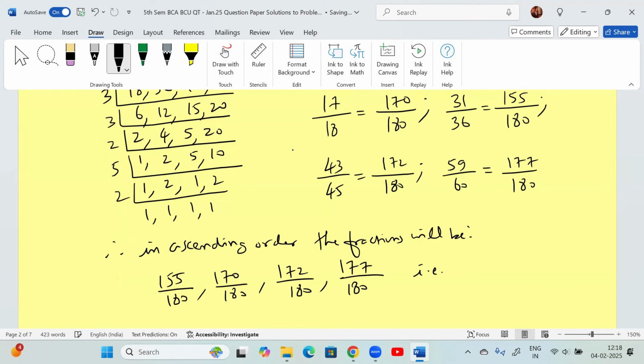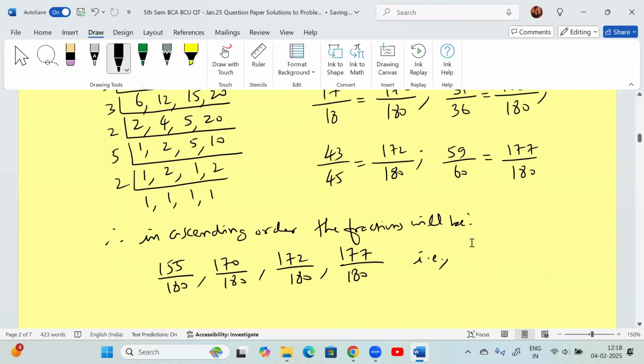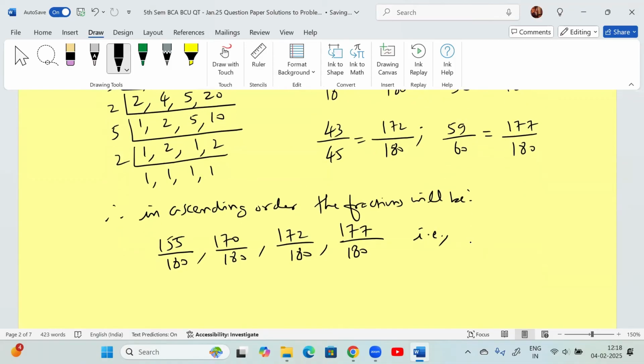So going back to their original numbers, 155 by 180 is 31 by 36. 170 by 180 is 17 by 18. Next, 172 by 180 is 43 by 45. 177 by 180 is 59 by 60. That is the solution for this problem.